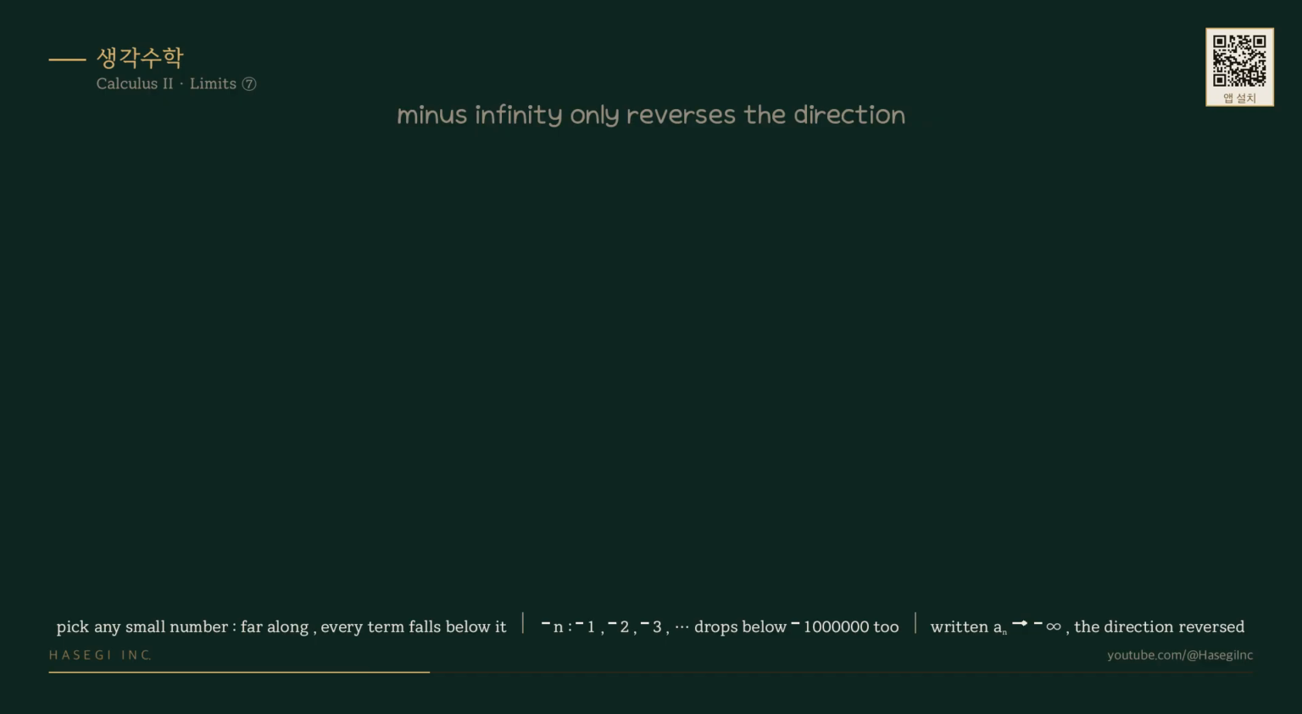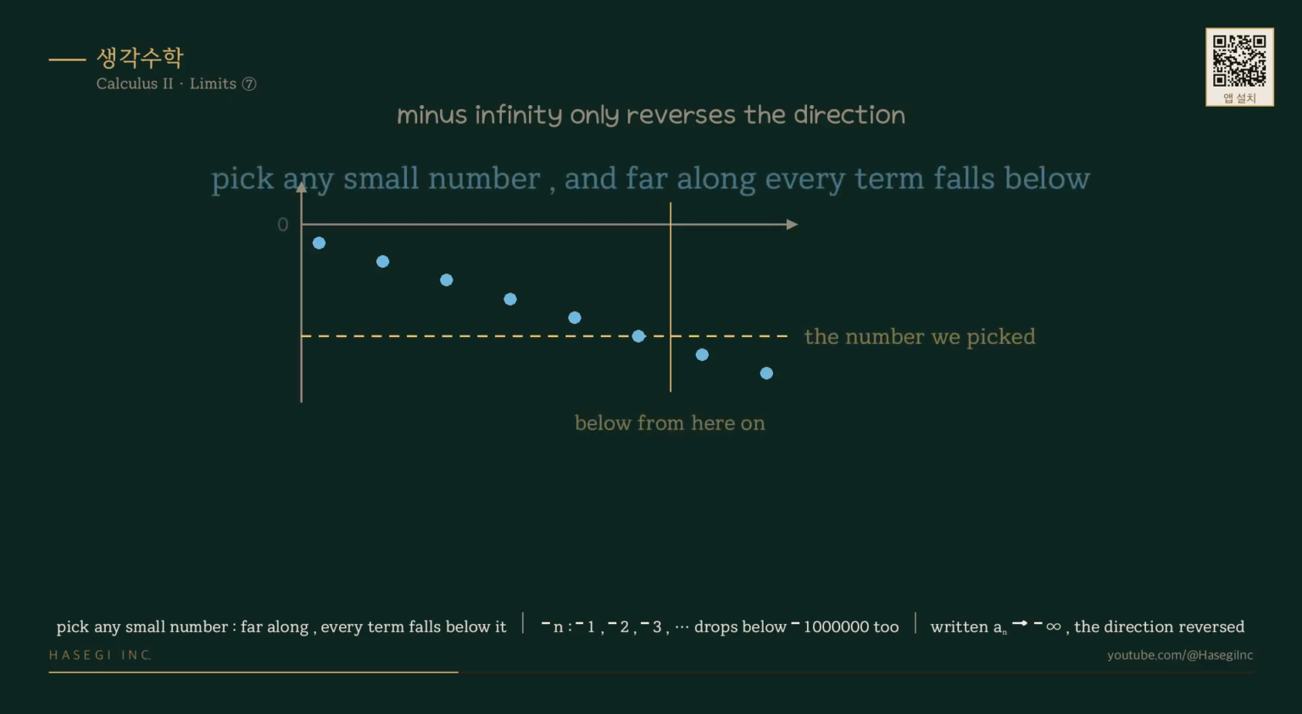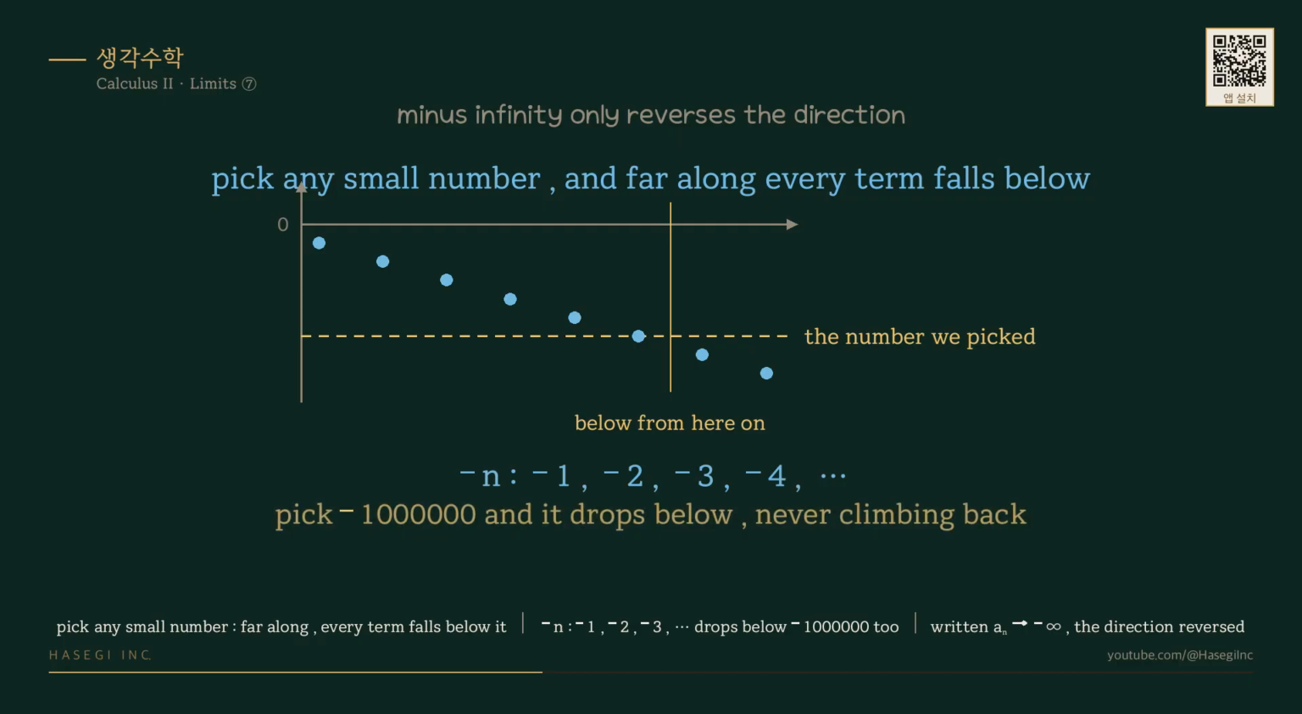Minus infinity only reverses the direction. Pick any small number, and far enough along every term falls below it. Minus n runs minus 1, minus 2, minus 3, always downward. Pick minus 1,000,000, and the list drops below that and never climbs back. So it diverges to minus infinity. Up or down, the point is the same. It goes one way, all the way.